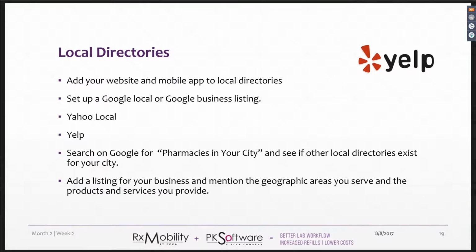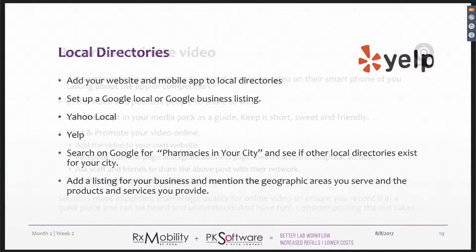So add your website and your mobile app to local directories, things like Google Local or Google Business Listings, Yahoo Local, Yelp. Go into Google, and maybe there's a specialist local directory for your city. It could be a Yellow Pages, Golden Pages. Just Google that, say pharmacies in Houston, and see if there are other local directories, because they'll spring up towards the top of the rankings. And just list your information there: your website, your address, everything about your business that they allow you to say. Most of these things are free, so it would actually be well worth doing.